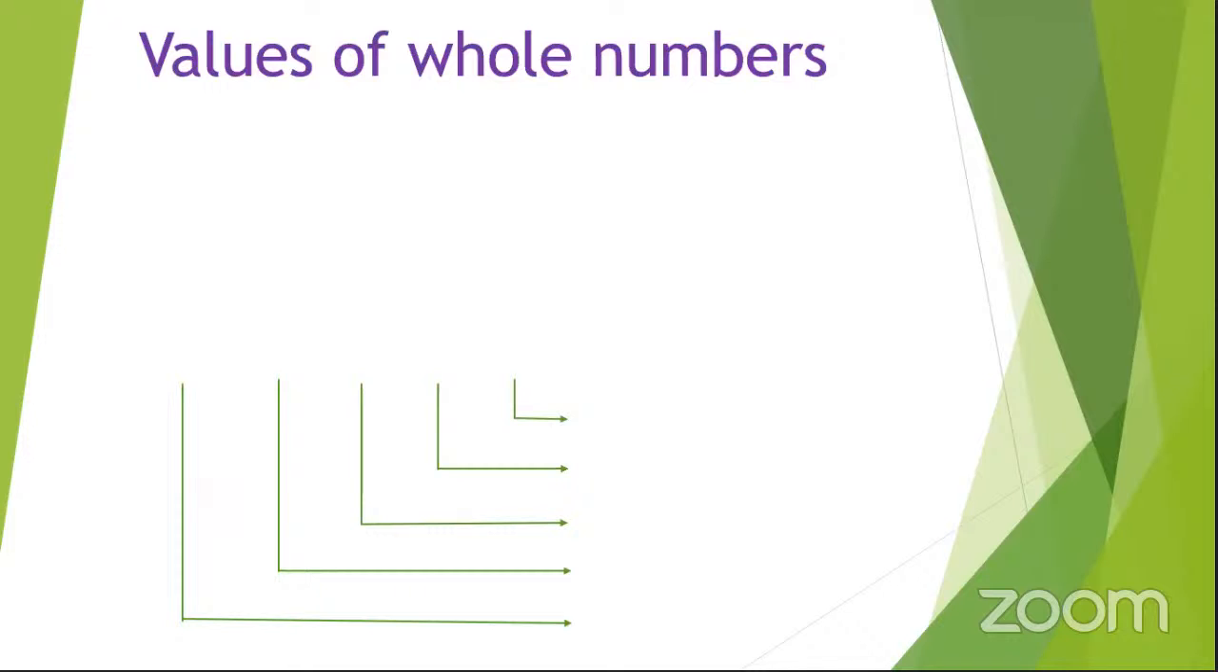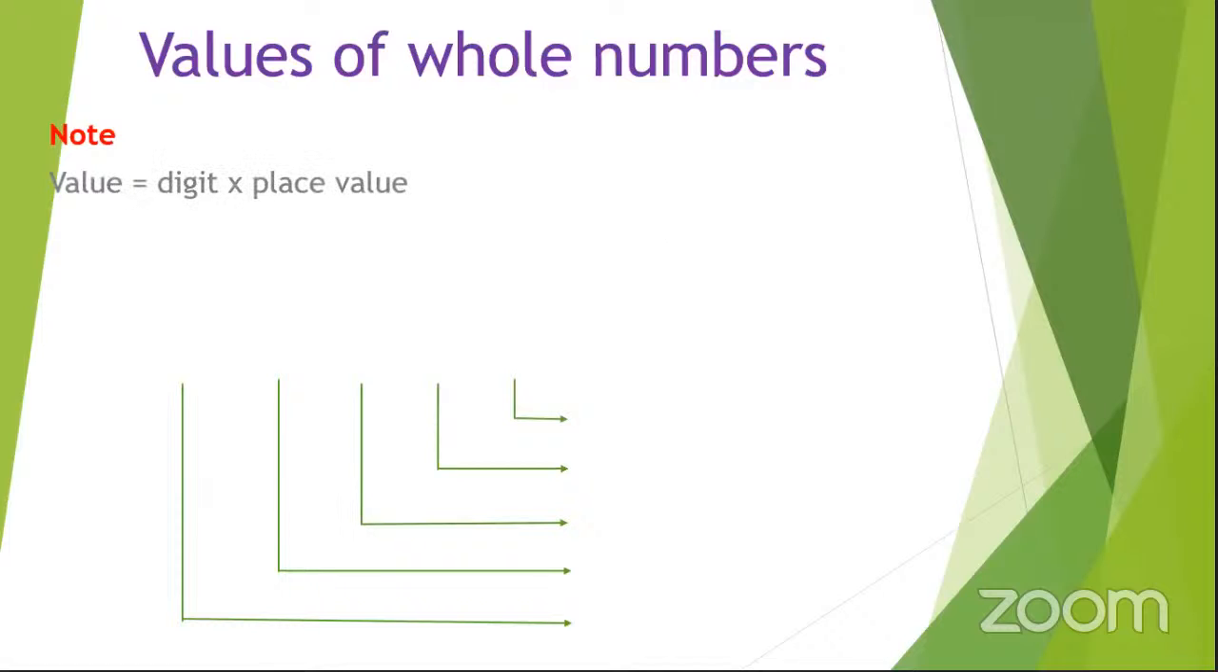But this time round, don't multiply a digit by the word ones, for example 5 times the word ones. You write the digit to stand for that place value. Okay, let us see how best we can do it. So when you're finding the value of a number, take note.